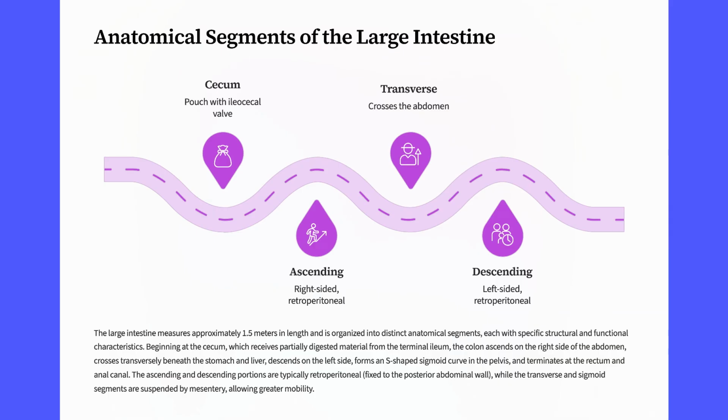Let's explore the anatomical segments of the large intestine. The cecum is the first segment, a pouch-like structure in the right lower quadrant where the small intestine connects. The ascending colon travels upward along the right side of the abdomen. The transverse colon crosses horizontally across the upper abdomen. The descending colon travels downward along the left side. Each segment has distinct characteristics and functions that contribute to the overall digestive process.